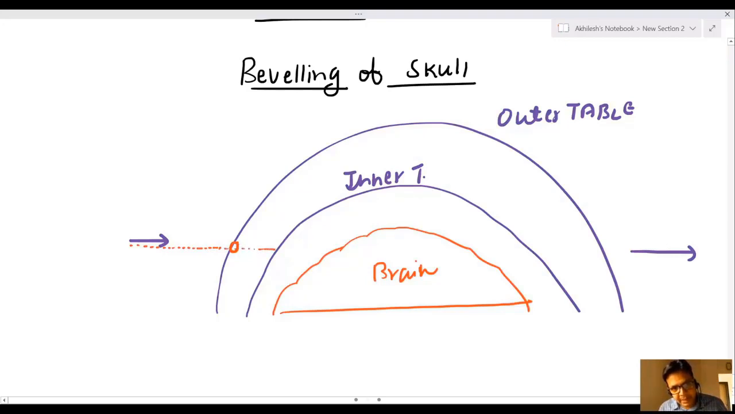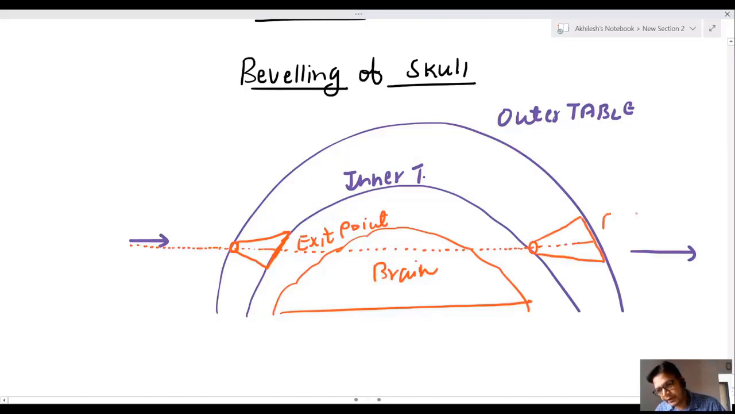But at the exit point, it causes bursting. So this bursting is always seen at the exit point. The bullet again at the entry point makes a small hole, but again at the exit point it causes bursting. Doctor, this bursting is known as beveling.